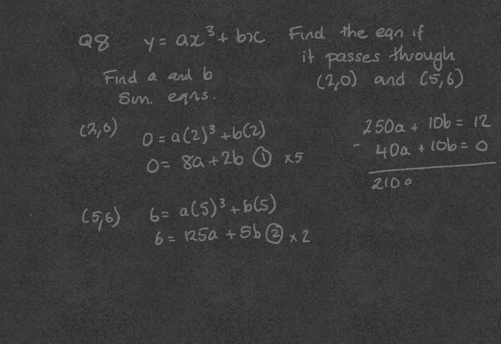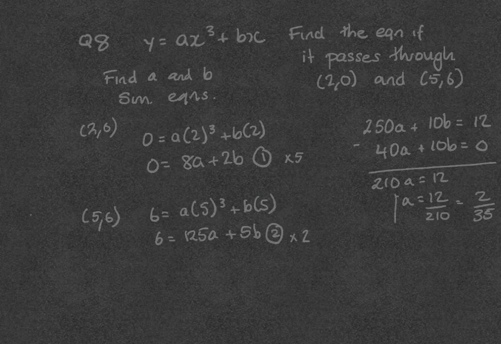And now I can just subtract, and that will eliminate the b's. And so I'm left with just the a's to figure out. So a will be 12 over 210. And so I've divided by 6, and I've got 2 over 35. So not nice, but we've got a fraction there.